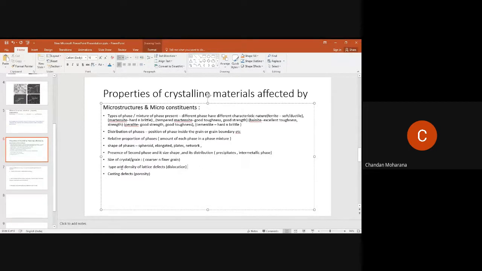Now, types and density of lattice defects. If you remember, we have talked about many kinds of defects. So the most important defect in our material is which kind of defect? Do you remember? Which defect is most important?